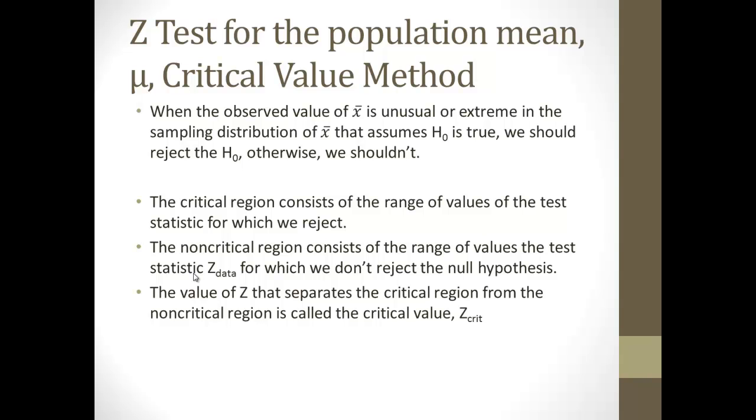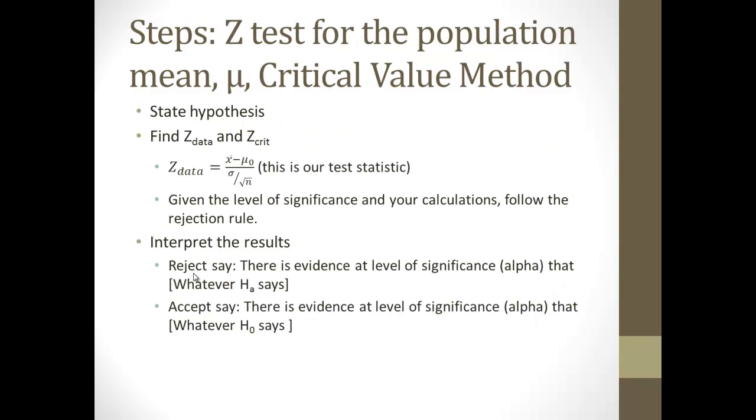The critical region consists of the range of values of the test statistic for which we reject. The non-critical region consists of the range of values of the test statistic z for which we don't reject the null hypothesis. The value of z that separates the critical region from the non-critical region is called the critical value, and that will be notated as z crit.